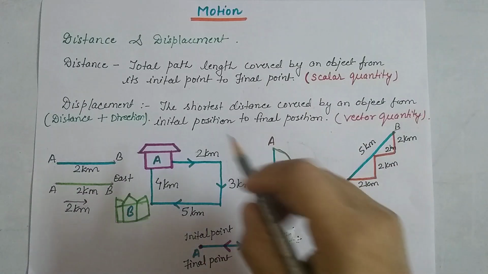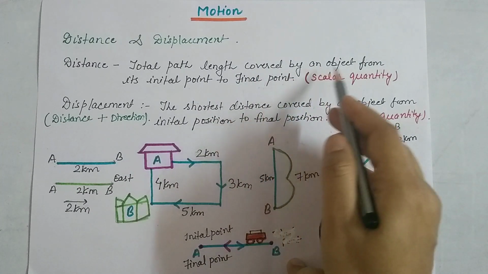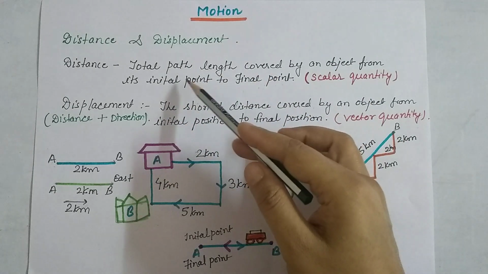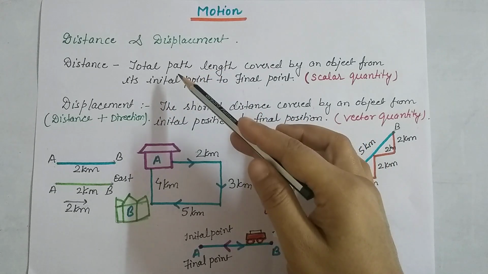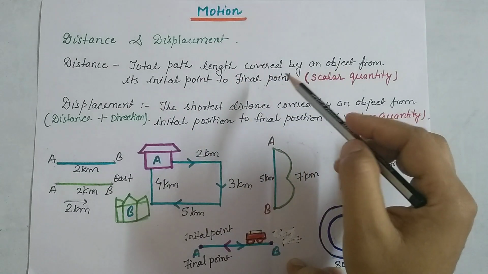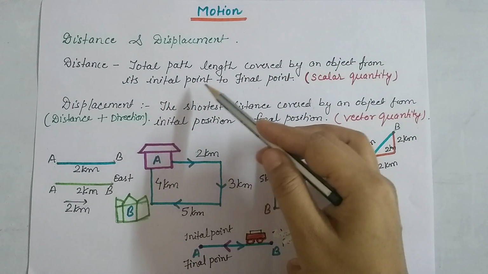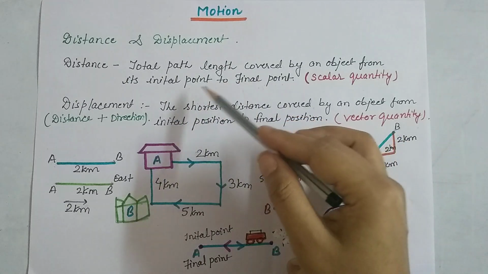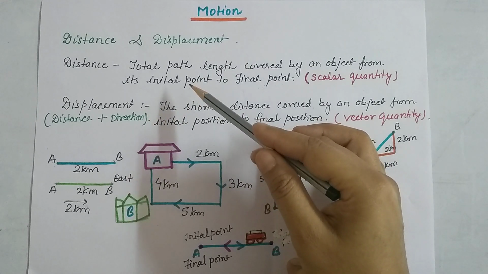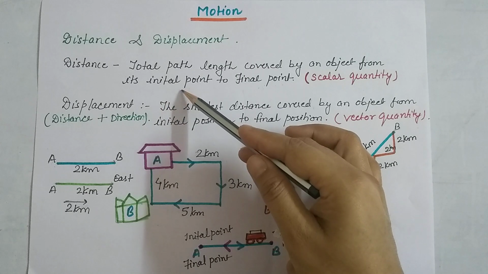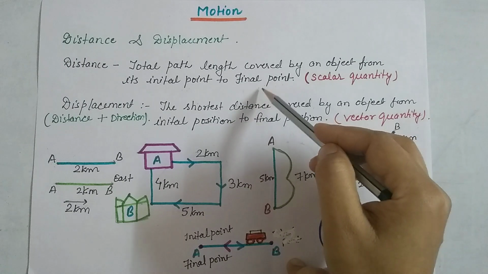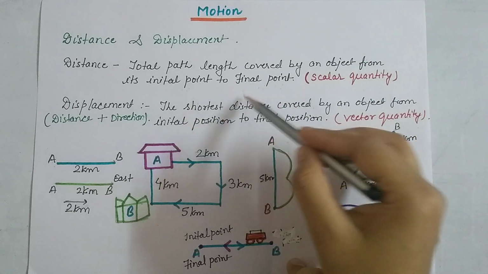Distance is the total path length covered by an object from its initial point to its final point. It means the total ground length, the total steps a person or an object covered from its initial point, the point where it starts, to the final point where it arrives. That is called distance.